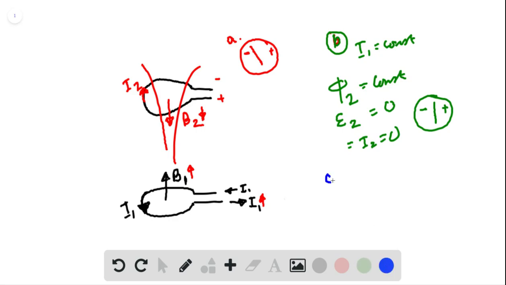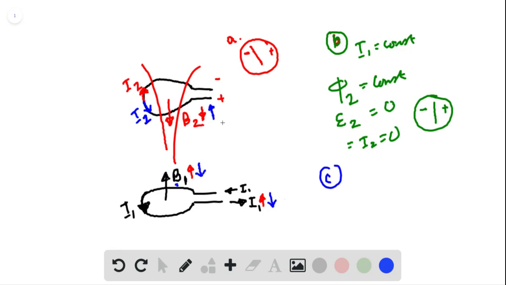In part C, the current is decreasing, which means B1, the magnetic field due to the current being decreased, is like this, which means the flux through the second loop is decreasing because of the magnetic field, which means the magnetic field due to the second loop should be pointing upward. That means the current will be flowing in this direction.